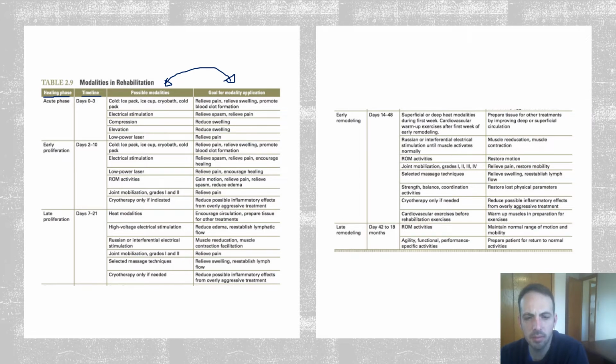And so you can see some of these continue, right? In the late proliferation phase, you can see cryotherapy is still there to possibly reduce inflammatory reflex from overly aggressive treatments. If we start to get new acute inflammatory responses that are excessive, we may need to go back to cryotherapy. But you can see how early on you have more of the traditional modalities, and later on you can see more of the therapeutic exercise sort of stuff that gets into play there. And so this gives you just a good overview of those, and so that's something to consider.